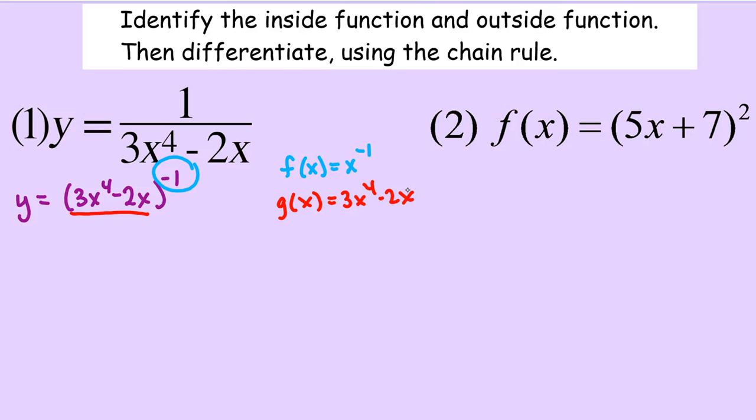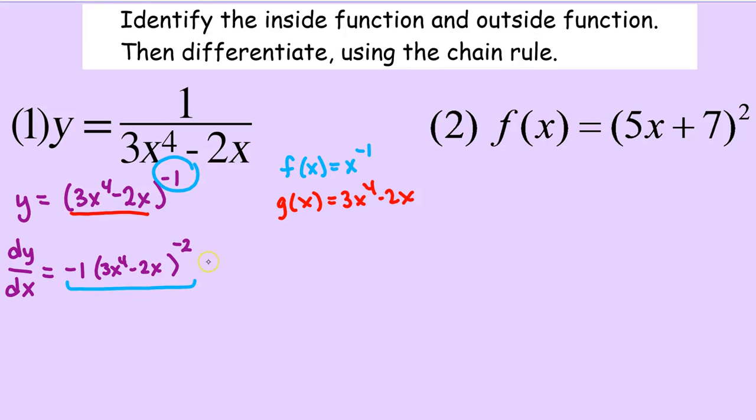So putting those together, we get our function y. For the derivative, we're using the chain rule: we take the derivative of the outside function and multiply it by the derivative of the inside function. The outside function is the -1 power function. Bring down the -1 and raise whatever you have to the -2. And what we have is 3x to the fourth minus 2x. So that part there is the derivative of the outside.